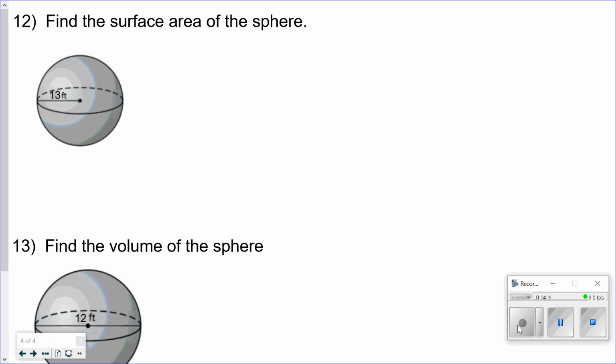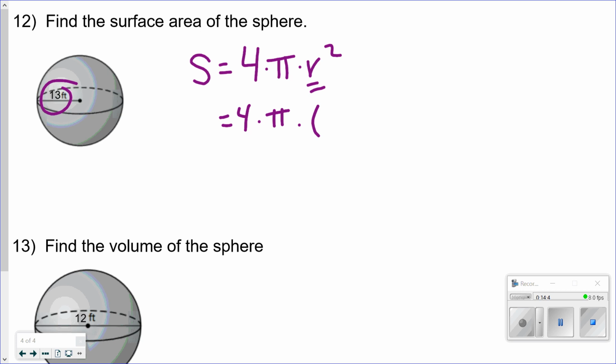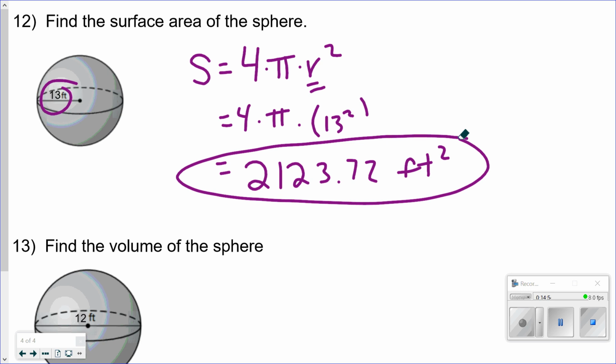Our last two problems here are about spheres. Number 12 says find the surface area of a sphere. The equation for surface area of a sphere is 4 times pi times r squared. For our radius, we notice that it's 13. So 4 times pi times 13 squared. You plug that right into your calculator, you get 2,123.72. We are in feet, and that is squared.